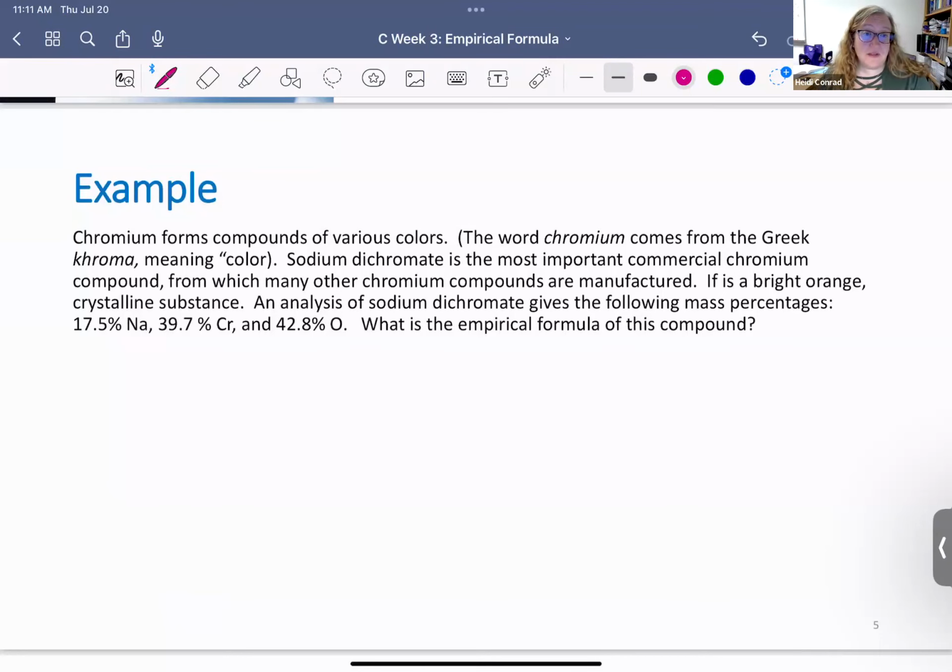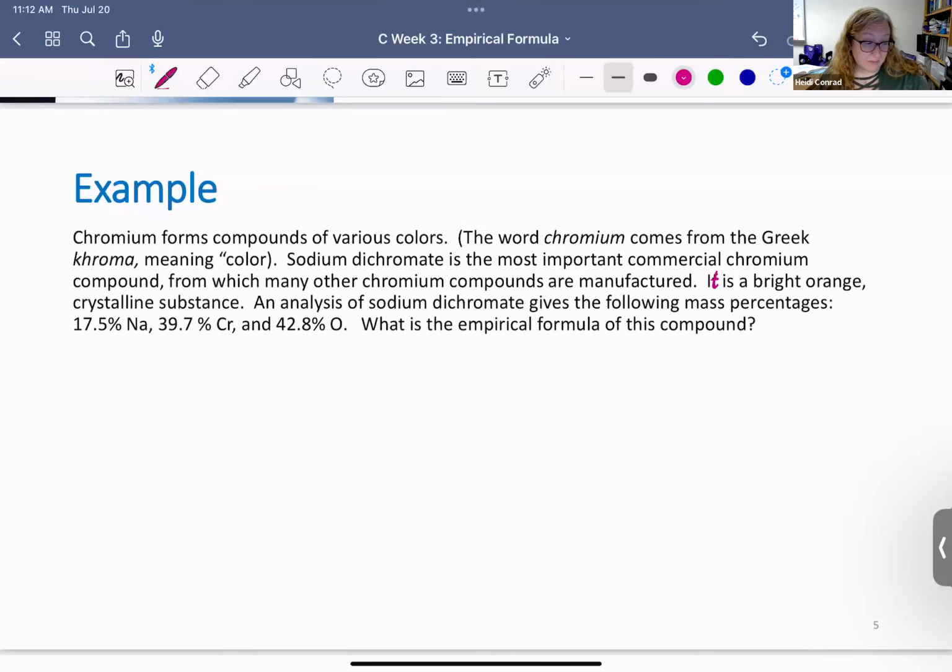It says chromium forms compounds of various colors. The word chromium comes from the Greek chroma, meaning color. Sodium dichromate is the most important commercial chromium compound from which many other chromium compounds are manufactured. That should say it is a bright orange crystalline substance. I never caught that, I apologize. An analysis of sodium dichromate gives the following mass percentages: 17.5% sodium, 39.7% chromium, 42.8% oxygen. What is the empirical formula of this compound?